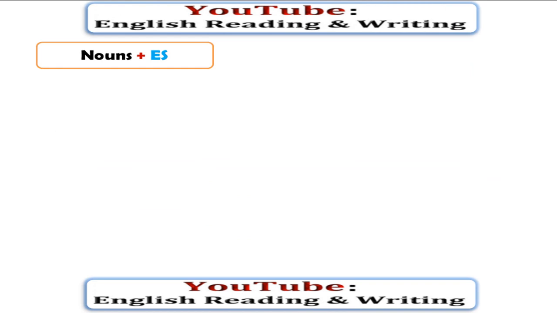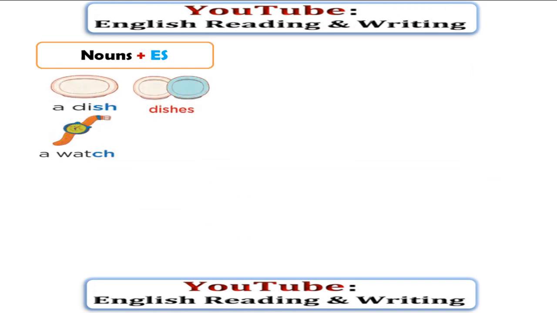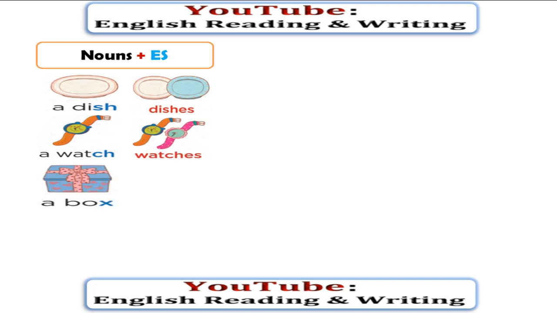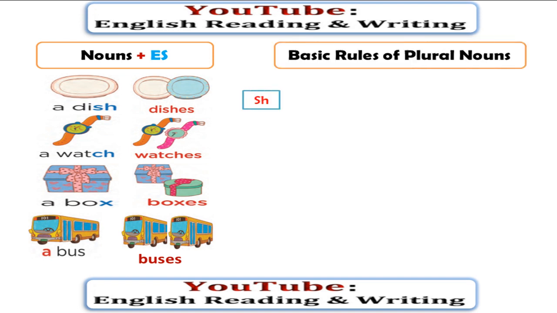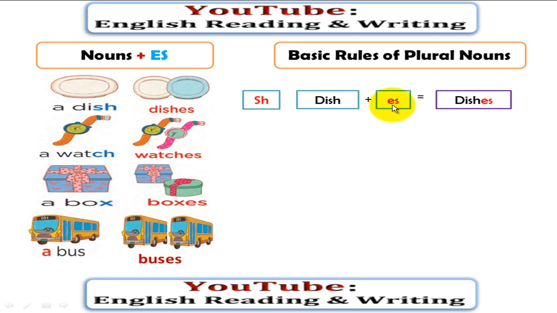With nouns that end in ES, such as a dish, dishes, a watch, watches, a box, boxes, a bus, buses, there are some rules. For example, with words that end in SH, like here we have a dish, so it ends in SH. We only add ES to have the plural, dishes. Dish plus ES gives us dishes. This is the plural noun.